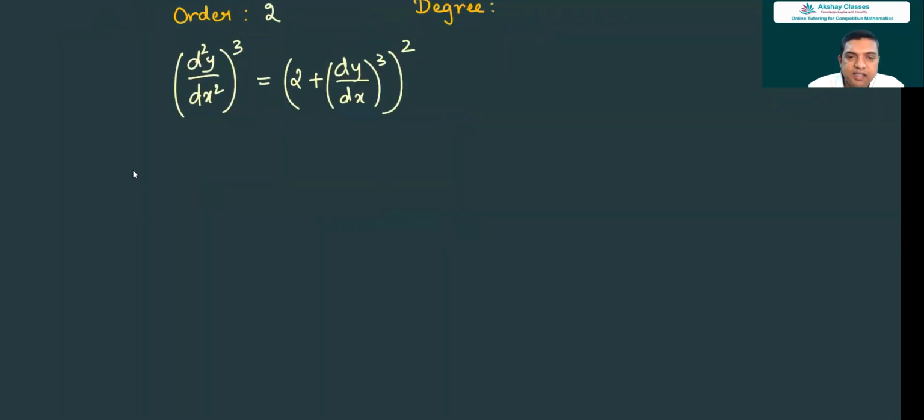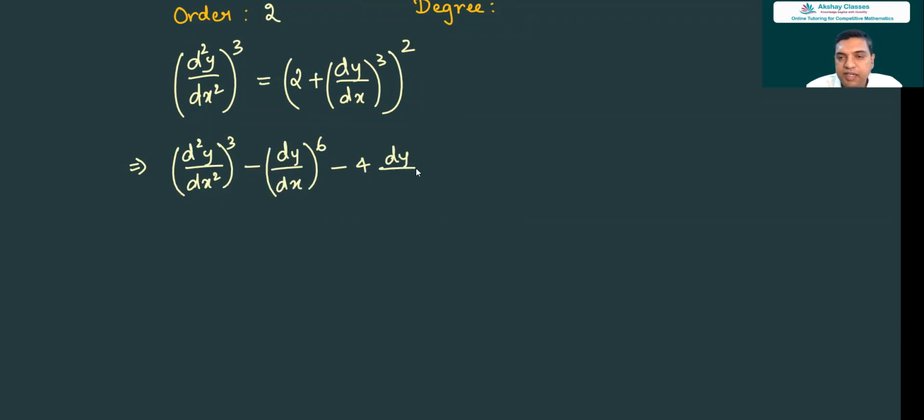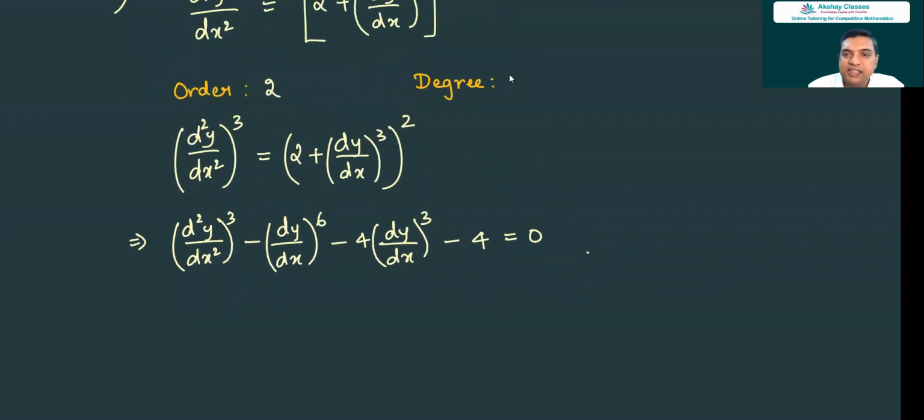We can expand this, d square y by dx square whole cube. Then we get dy by dx whole power 6 minus 4 dy by dx whole cube minus 4 equal to 0. So this is the differential equation. The highest order derivative has power 3. So degree is 3. Order is 2, degree is 3.